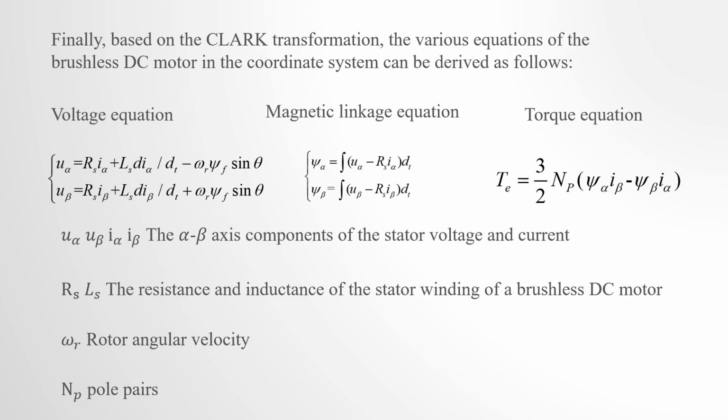Under the assumption of symmetrical three-phase operation and ignoring saturation and harmonics, we use the Clarke transformation to project the three-phase model into the alpha-beta stationary coordinate system. In the alpha-beta coordinate system, the voltage equation and the flux linkage equations are obtained, and thus the electromagnetic torque is derived. Based on this alpha-beta model, in the next step, we will perform the Park transformation to enter the rotor synchronous DQ coordinate system.